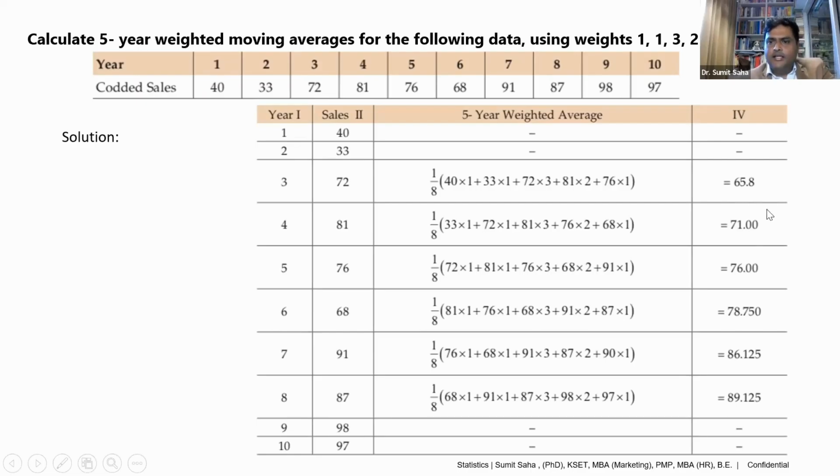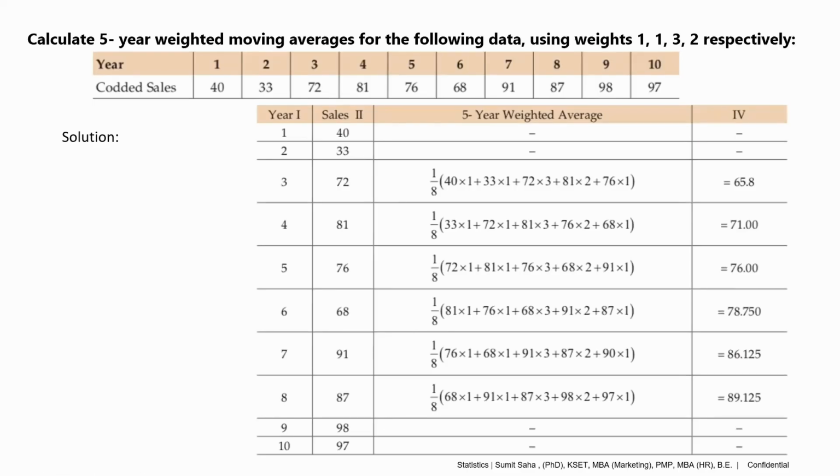Similarly, if anybody asks you what will be the 5 years moving weighted average value as per the weightage given above for, let's say, the fifth year, this one, then what will we do? Come here first. Take the previous 2 years, this year, and the next 2 years. So 72 into 1, 81 into 1, plus 76 into 3, 68 into 2 weightage, 91 into 1, and then I'm giving you 71 value, divided by 8. It will come to 76 crores or whatever.